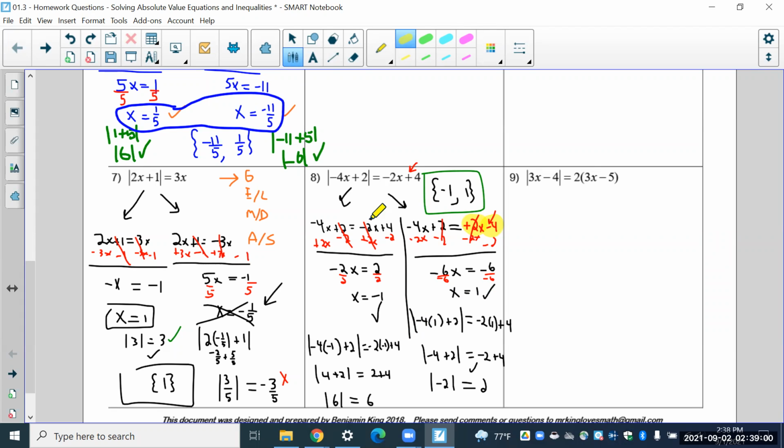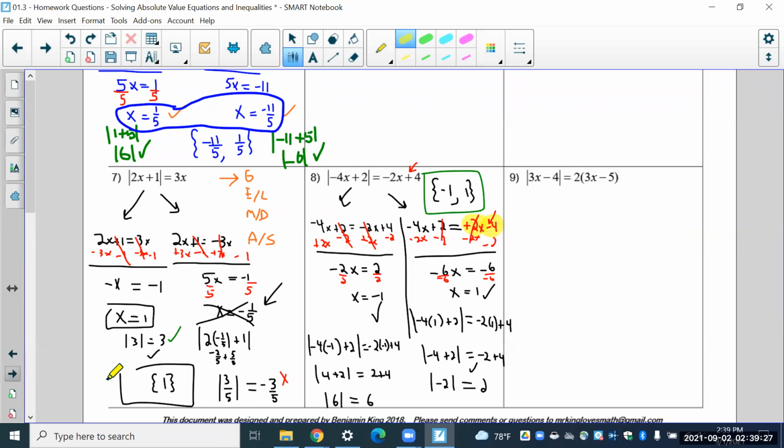Now, how do they check? If I put 1 in here, -1, I would get 4. 4 plus 2 is 6. If I put -1 in here, it becomes +2. 2 plus 4 is 6. The absolute value of 6 is 6. If I plug 1 in here, I would get -4. -4 plus 2 is the absolute value of -2. And if I put 1 in this side, I get -2 plus 4, which is 2. So is the absolute value of -2 equal to 2? Yes. And then I would put them in order in a curly bracket.